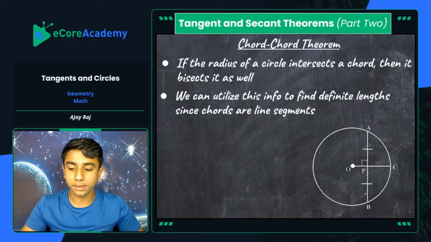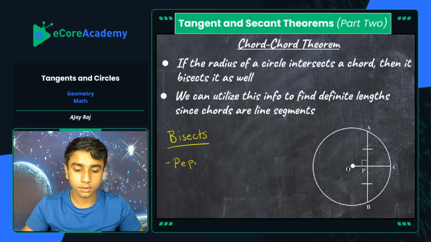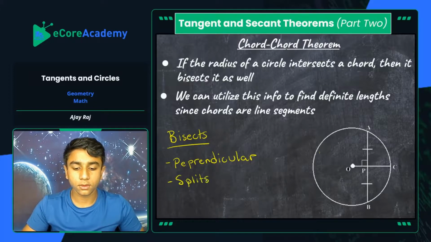So if you know the value of AB, and if OC intersects it, then you know the value of PA and PB as shown here. All that's saying is it bisects. So bisect, I'll just write this out here. Bisects means that it is perpendicular and it splits into two equivalent parts.